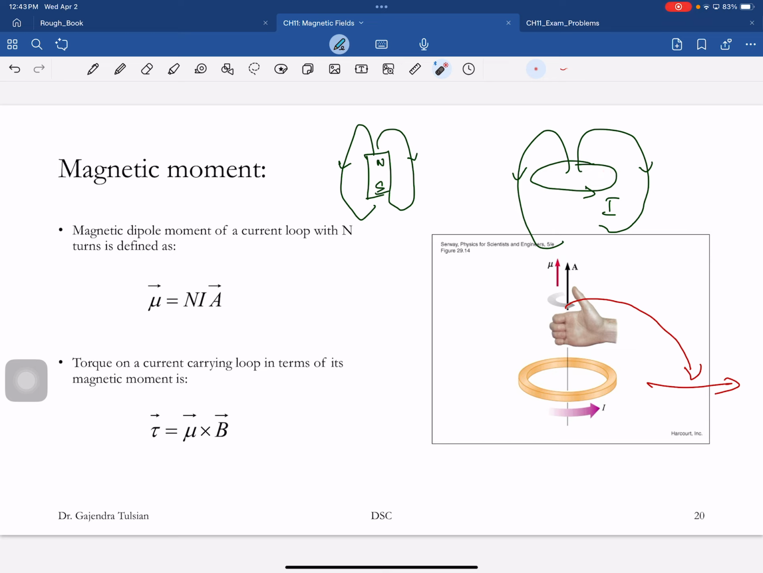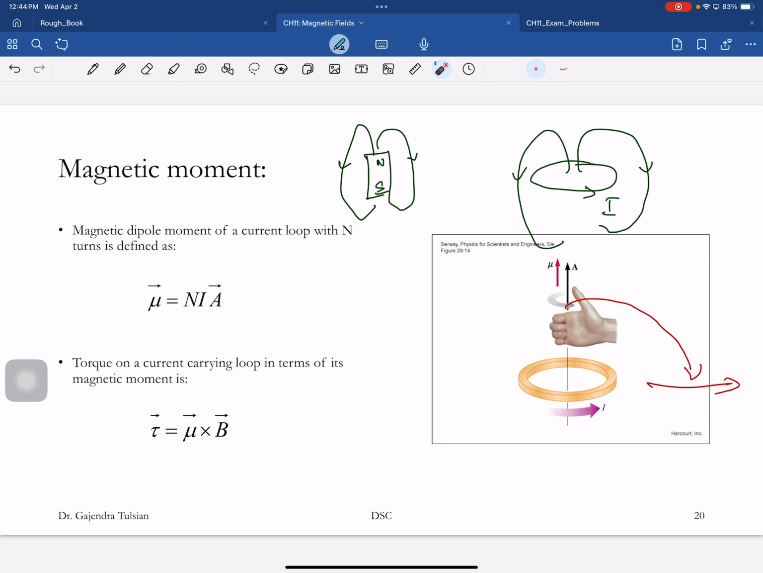So mu, this is called the magnetic moment, and it points from the south pole to the north pole, if you want to roughly think of it that way. The strength of this magnet, or the magnetic moment, is N, the number of loops of wire you have, I is the current, and A is the area of the loop. And again, the direction of the area vector is figured out using the right-hand rule. Your fingers are pointing in the direction of the current, and your thumb is pointing in the direction of the area vector, or the direction of the magnetic moment.